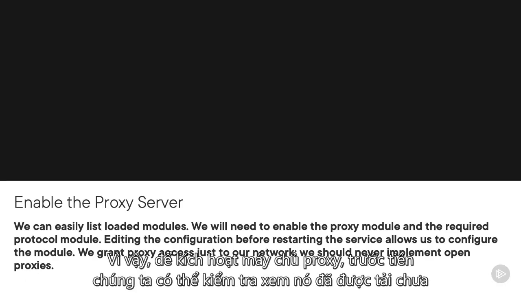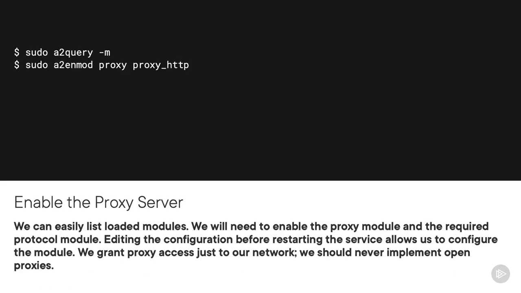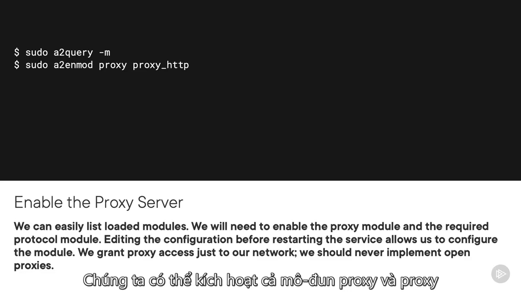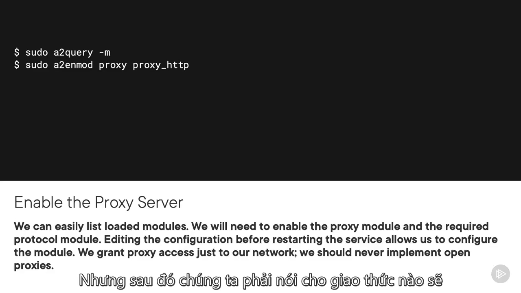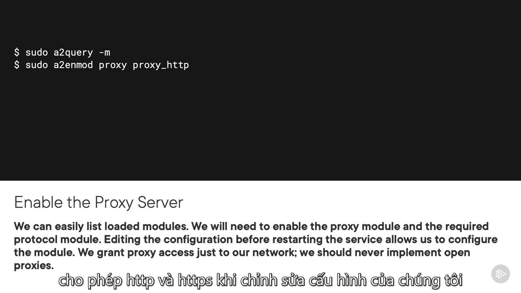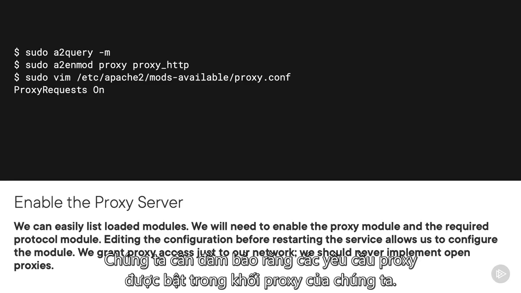So to enable the proxy server, we can first check to see if it's loaded, but don't worry, it's not likely to be by default. We can enable both the proxy module and the proxy_HTTP. Proxy allows proxy, but then we have to say for which protocol. That will allow for HTTP and HTTPS. When editing our configuration file found under mods-available, we need to make sure that proxy requests are turned on.